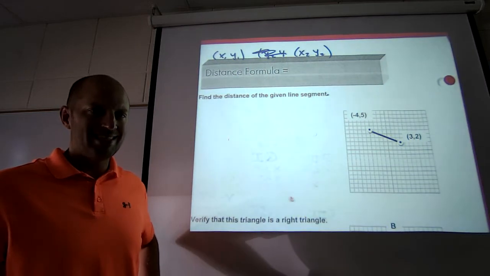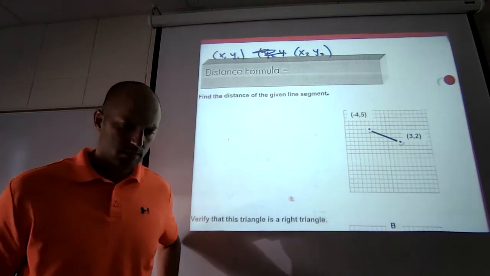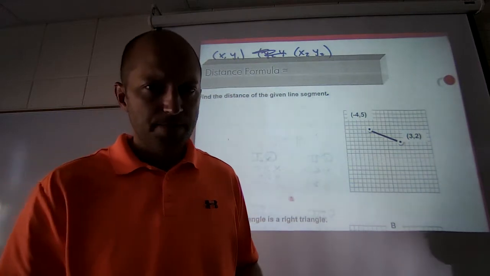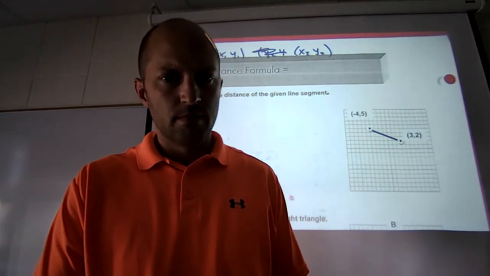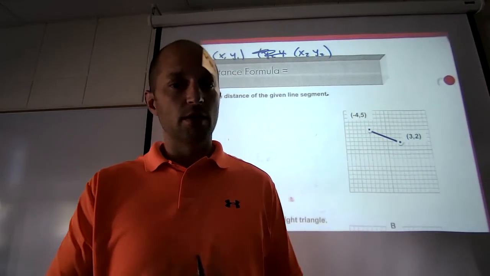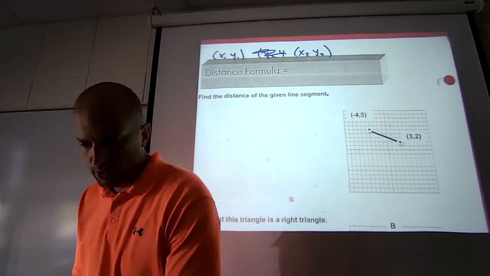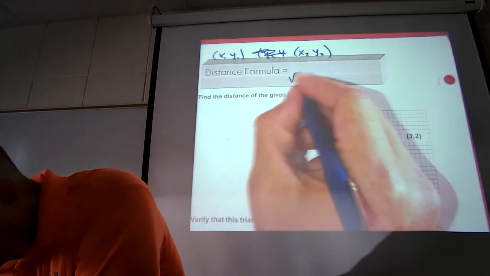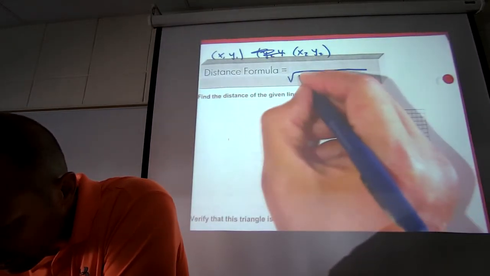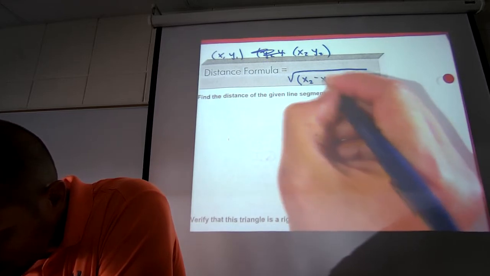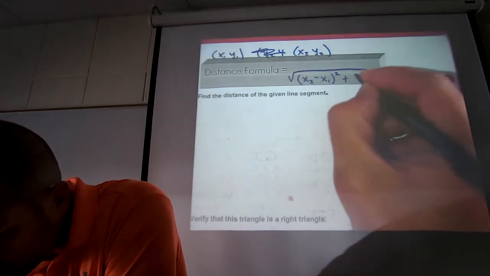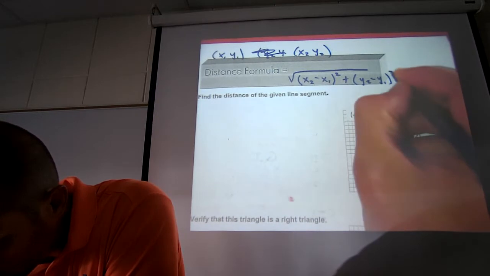Does anybody remember the distance formula? Is it x2 minus x1 over y2 minus y1? Ooh, that's close. That's slope. We're going to be dealing with slope soon in chapter 1. This one has a square root. And there is subtraction of x's and y's in this one. So that was a good guess. But it's the square root of x2 minus x1, quantity squared, and then plus y2 minus y1, quantity squared.